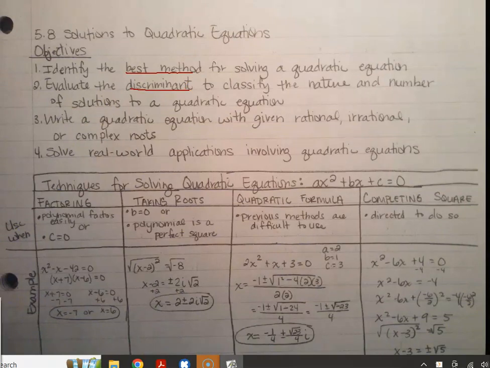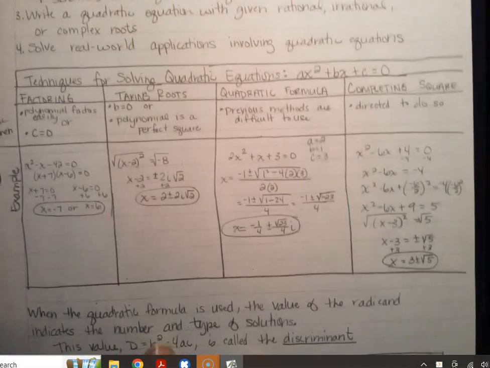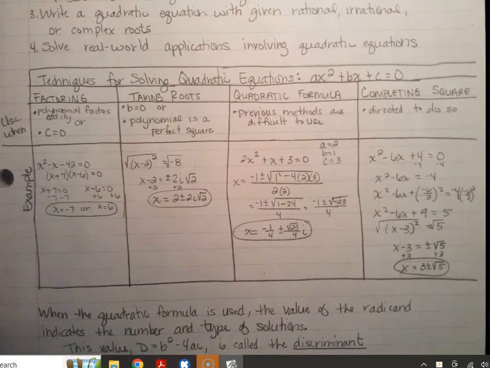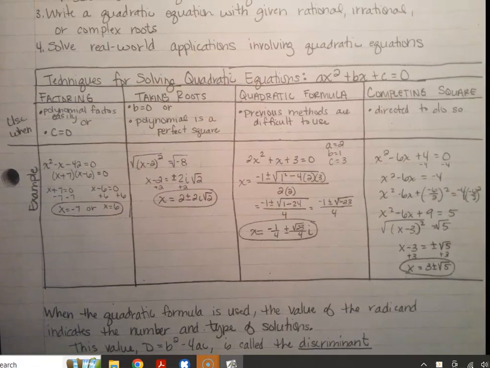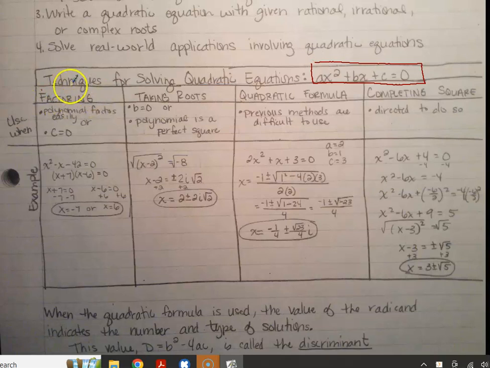So let's dive right in. This chart here takes up all the page, I know, right? These are all the techniques for solving quadratics that we have looked at. Remember, our quadratic equation is ax squared plus bx plus c equals 0. In our chart, we have the type of technique: factoring, taking roots, the quadratic formula, and completing the square. Not really in the order that we learned them.